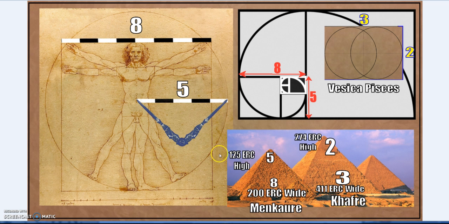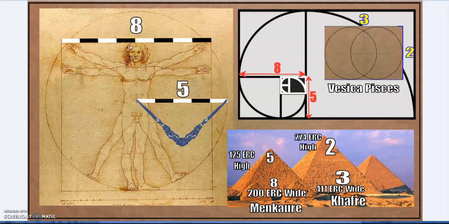tones too. But back to the Vitruvian Man, we have a 5 to 8 ratio, which describes the Fibonacci sequence, including the 2 to 3 ratio there, so the Fibonacci sequence emerges from the Vesica. The 2 to 3 ratio of the Vesica Piscis describes Khafre's pyramid. The 8 to 5 ratio of the Fibonacci sequence describes Menkaure's pyramid, 8 to 5.